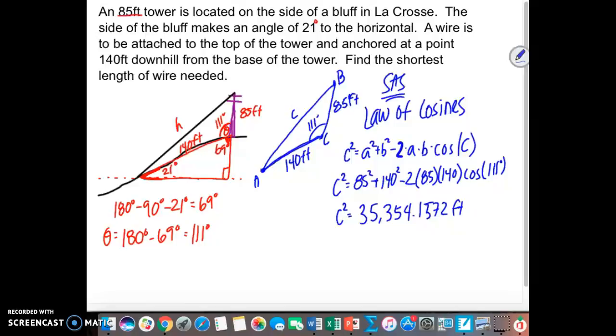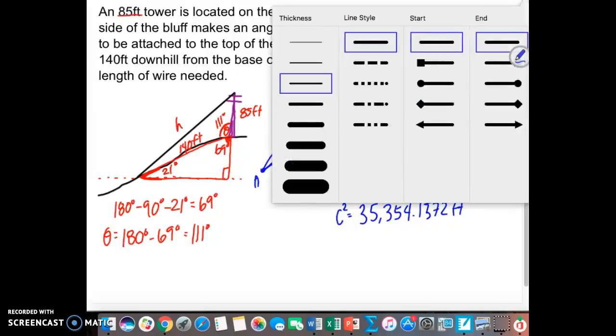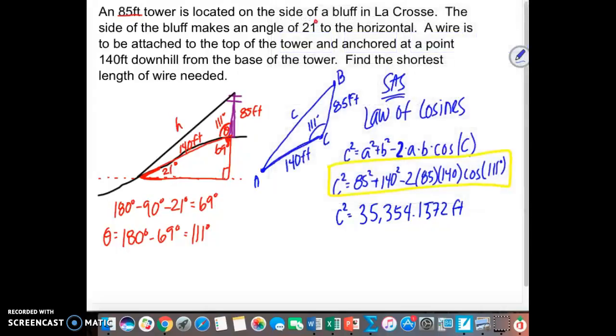When noticing on your quiz, there's a lot of people that did not get a correct C squared value. It is very important to remember order of operations. If you were to type this into your calculator right now, 85 squared plus 140 squared minus 2 times 85 times 140 times cosine of 111, you will get the same answer I did.